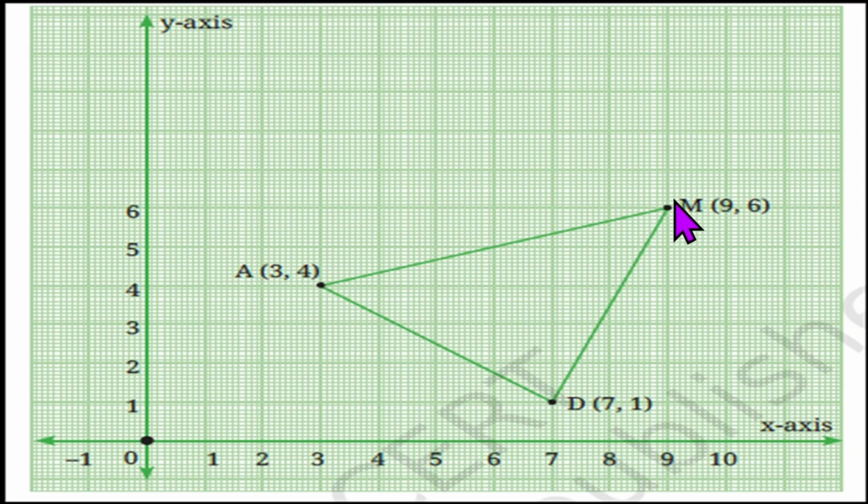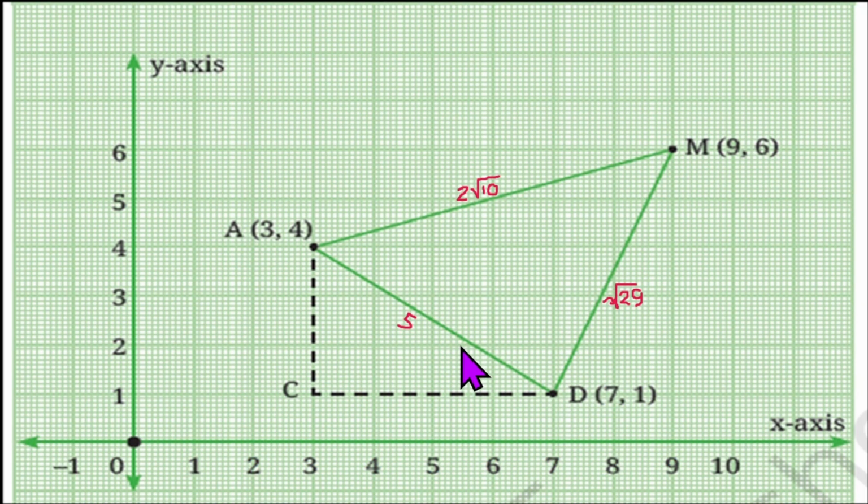Now we have three coordinate points here, A (3,4), M (9,6) and D (7,1). Now if you want to find AD, I can apply distance formula. Now how to apply distance formula? First thing is, either you can directly go for the construction and find it out by applying Pythagoras theorem, or apply the distance formula. And what is the distance formula here? This is x1, y1, and this is x2, y2.